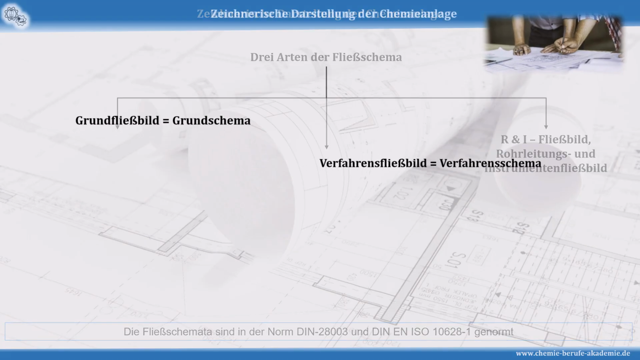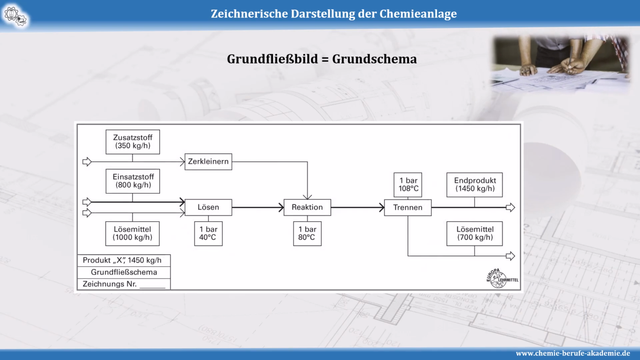Let's start with the basic flow diagram. Here's an example of what such a diagram can look like. On the left side, we see the feed materials, additives, solvents, and their flow rates. In the middle boxes, we have the process steps, for example, dissolving, reaction, and separation. Important operating conditions are also shown here, such as 1 bar and 40 degrees Celsius. So, in this example, the dissolving process takes place at 1 bar and 40 degrees Celsius.